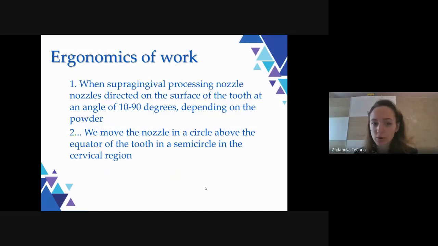Ergonomics of work when subgingival processing: the nozzle is directed at the surface of the tooth at an angle of 10 to 90 degrees. And at this time, it depends on the powder. We move the nozzle in a circle above the equator of the tooth and in a semicircle in the cervical region.